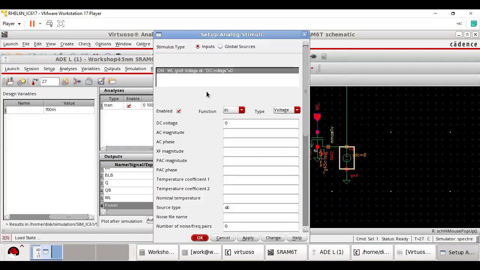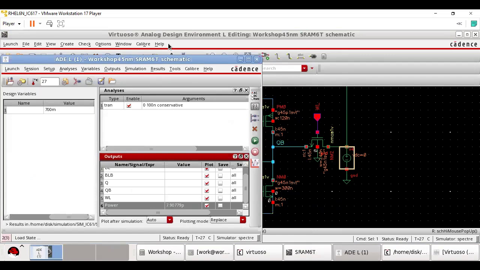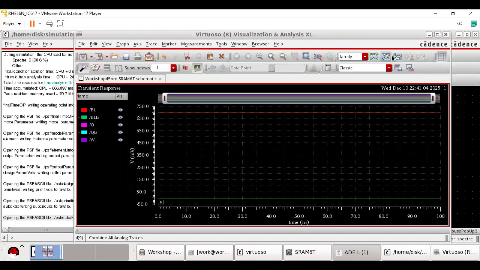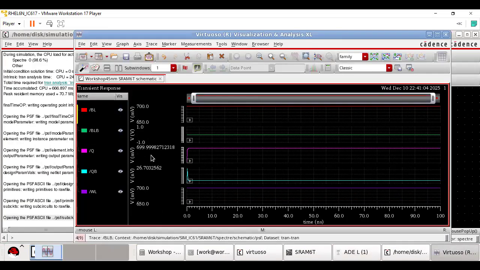And before that, your WL should be 1. Now you simulate it. Please see your Q has gone to 1, 700 millivolts, and QB has gone to 0, approximately 0 volts.